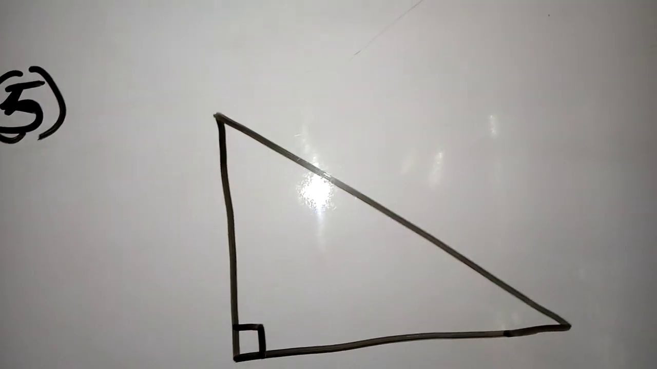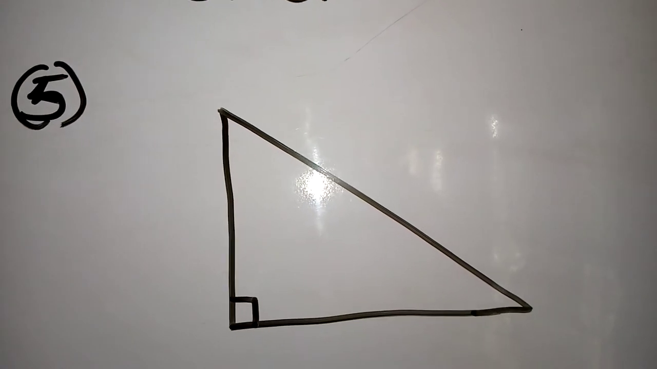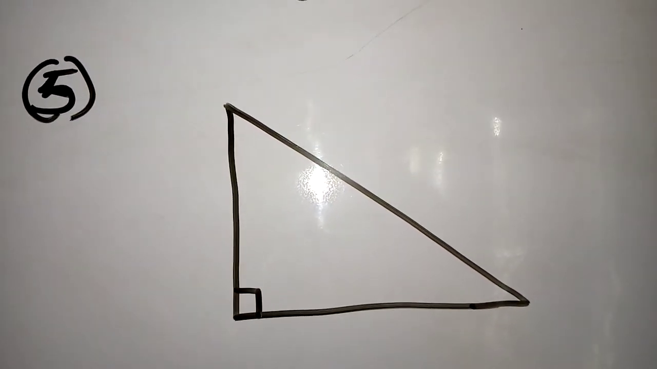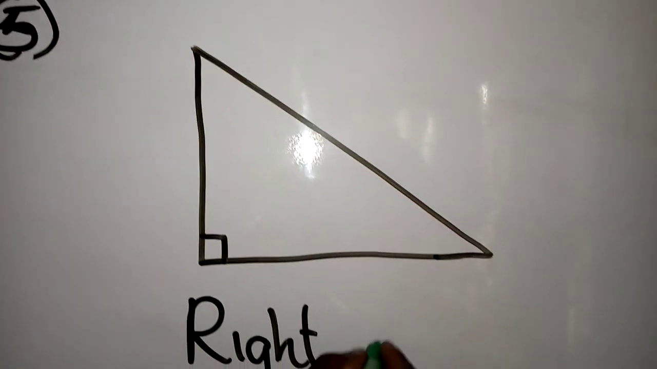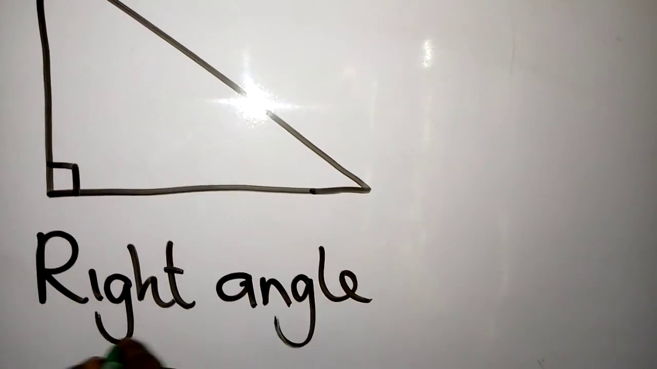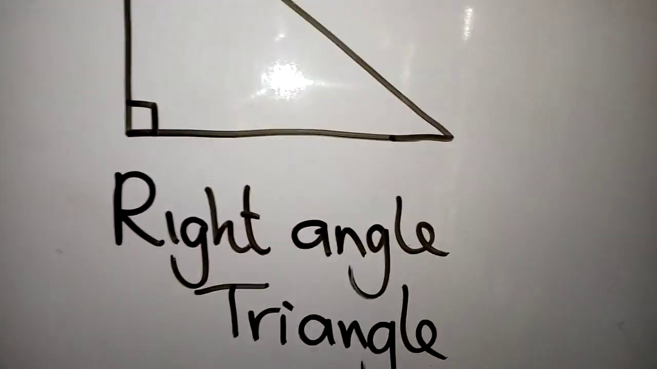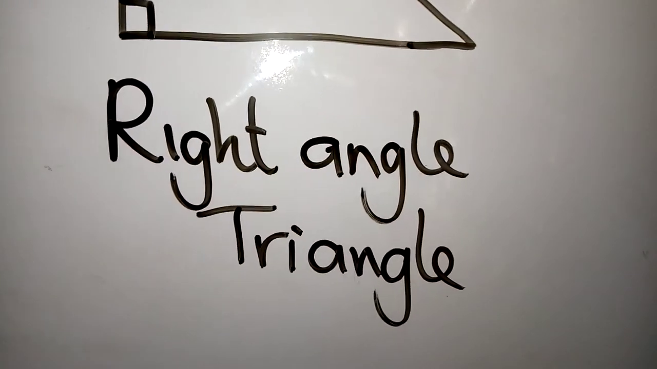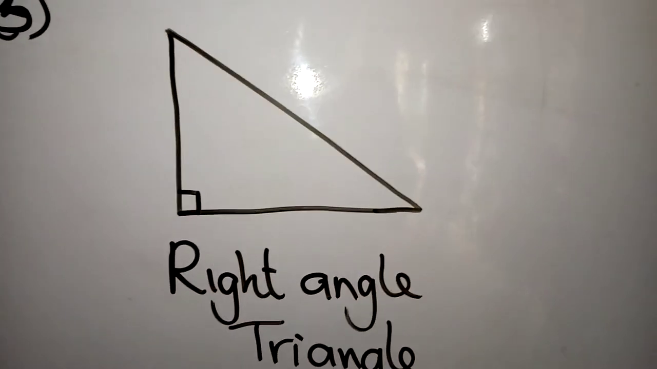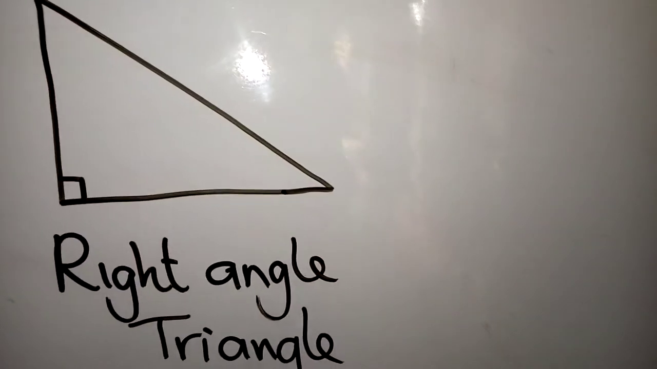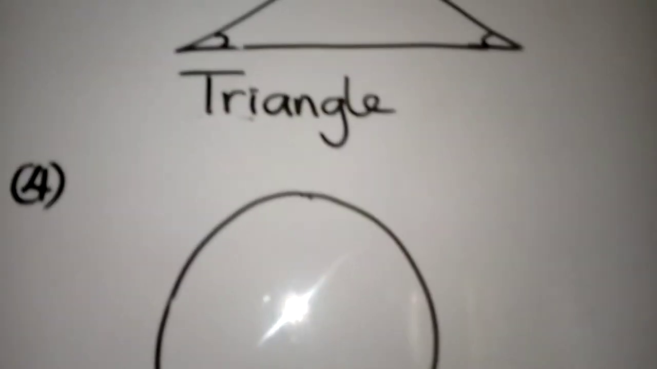This shape looks like a triangle, but it is not a triangle. Why? Because of this. This is what we call a right angle triangle. What do I call it? A right angle triangle. It's an example of what? A plane shape. So we've mentioned five shapes as examples of two-dimensional shapes.